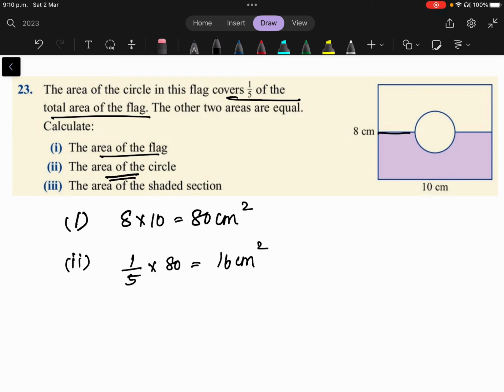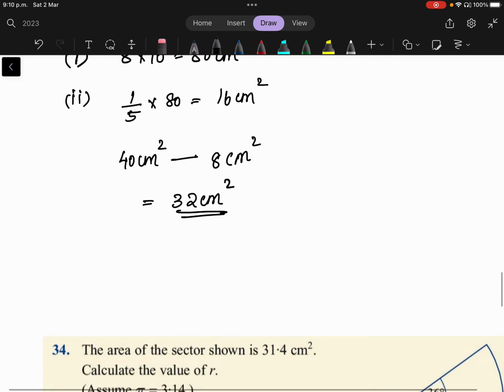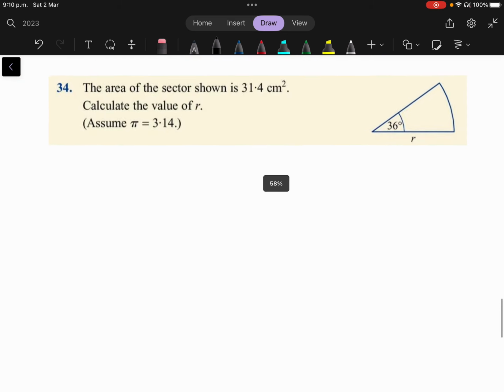So as I said, you will find the area of the half of the rectangle, which is nothing but 40 centimeter square, minus area of this portion, half of the circle, which is minus 8 centimeter square. So that is equal to 32 centimeter square. Okay.